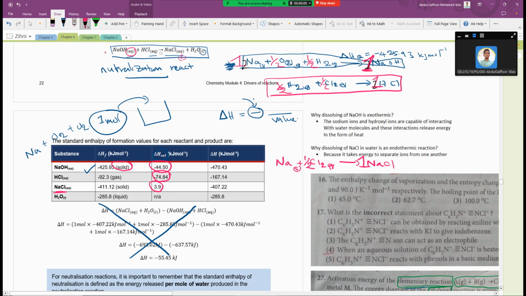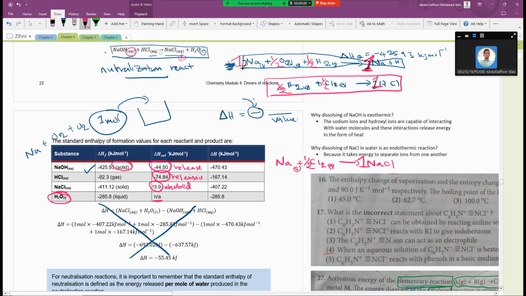Released or absorbed? Here 3.9, before that we have positive, so this amount of energy is absorbed. Here released, and here also released. You should be very careful about the terms released and absorbed. For H2O there is no solution enthalpy, because it's in the aqueous form, so they have given not applicable.